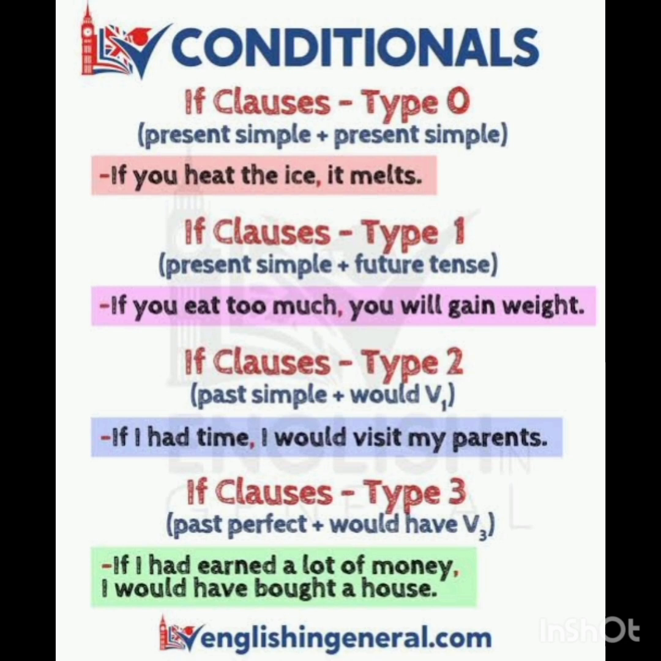In conditional type 3, the verb is in past perfect and the verb in the main clause is a modal verb plus past perfect, which means that we have the if clause plus past perfect, and in the main clause we have modal verb plus past perfect. Let's get started with zero conditional.